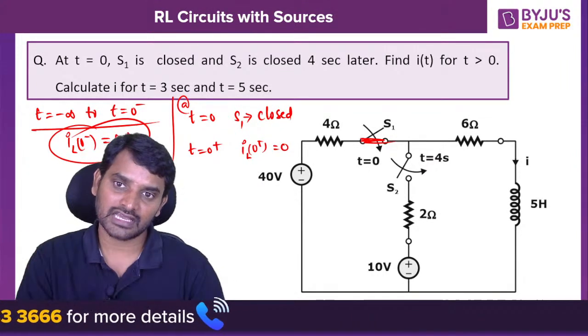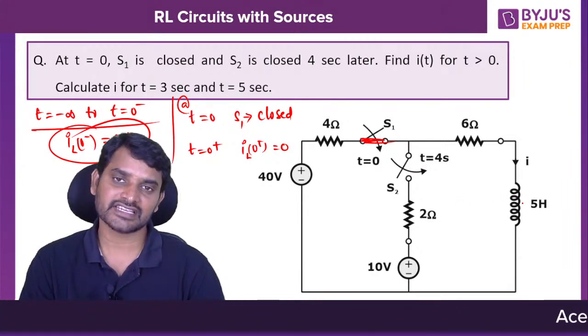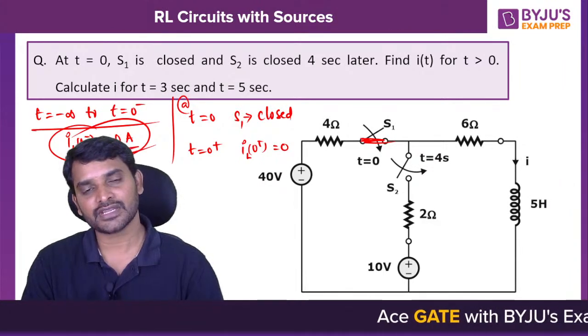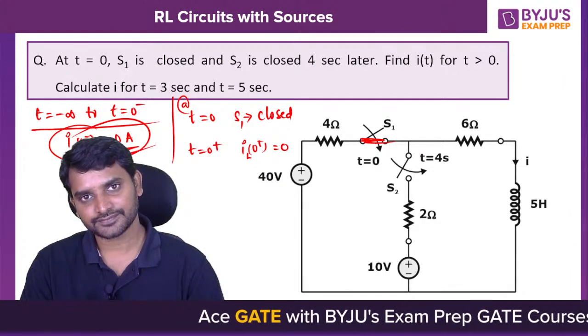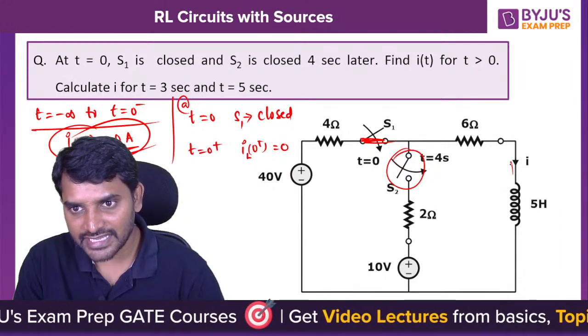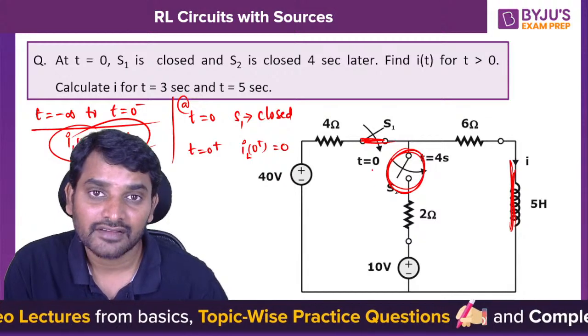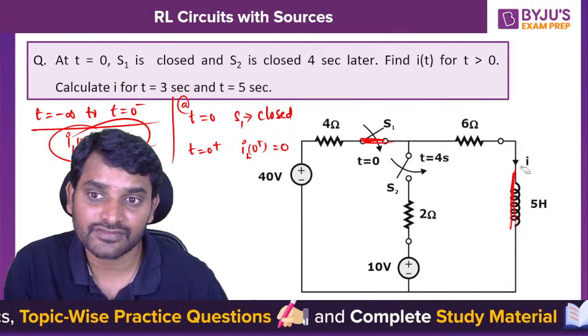Now as time goes on, the change in current changes the flux, EMF is induced, and slowly the EMF reduces, then the current starts to build up. Within 4 seconds it has to reach the steady state, because I am closing the switch here. Let us see whether it is going to reach the steady state within 4 seconds or not.